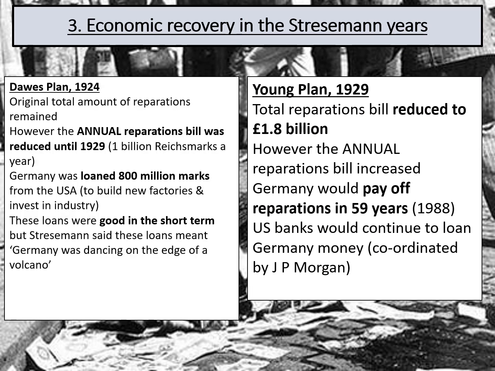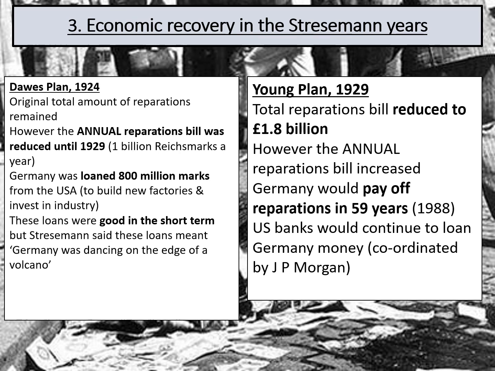So let's start with the Dawes Plan from 1924. The original total amount of reparations remained, but the annual bill was reduced for the next 5 years. So rather than making huge payments, they were going to make payments that felt much more reasonable to the Germans, that looked like they were something the Germans could actually meet. On top of having that reduction temporarily in terms of the amount that they were paying annually, Germany was also loaned 800 million marks from the USA.